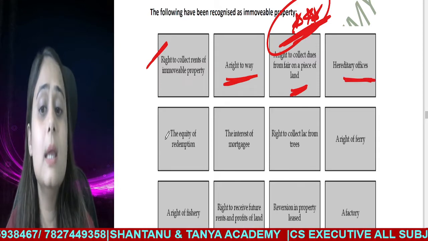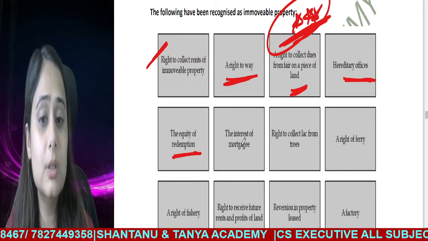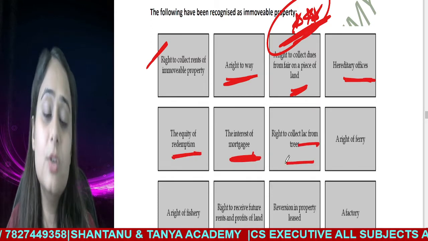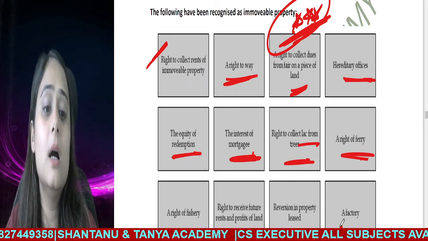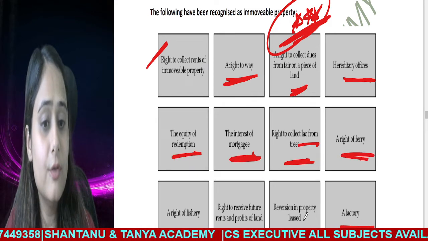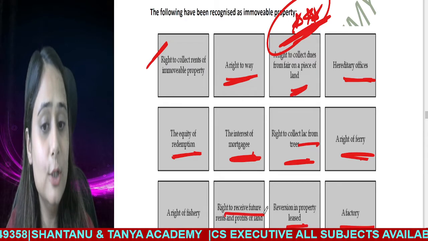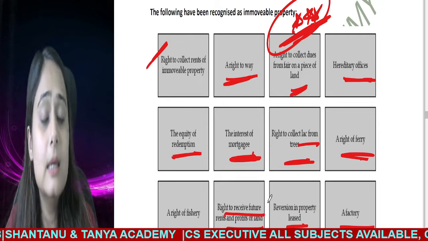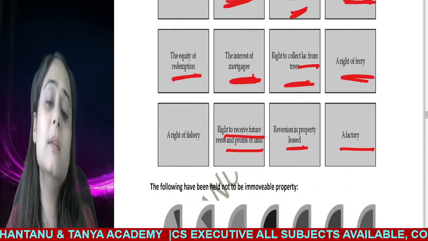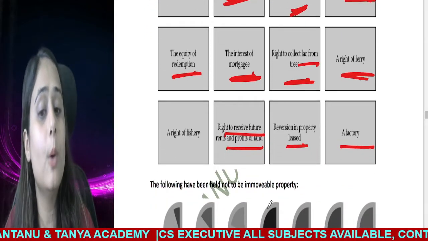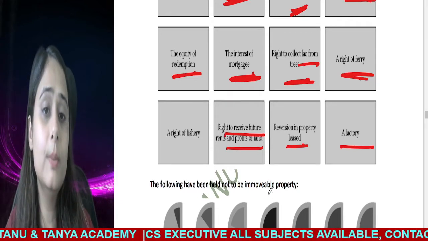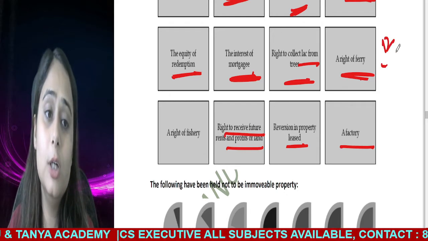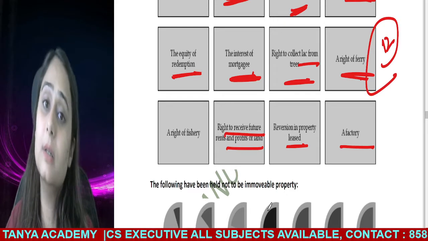Hereditary offices, the equity of redemption, the interest of a mortgagee, the right to collect lac from the tree, right of ferry, a factory, correct, reversion in the property lease, right to receive future rents and profit of land, a right of fishery; all these things are regarded as immovable property. Correct. So how many are there? You have 12. So just learn it up. All 12 need to be on your fingertips.